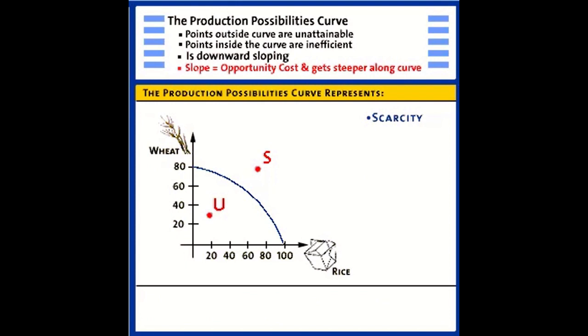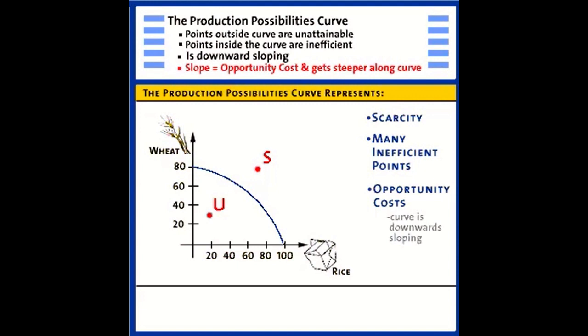Third, notice that the curve is downward sloping. That is, there's an opportunity cost. If you want to produce more rice, you have to give up wheat production. Once again, that's because of scarcity. And finally, the curve is concave. That is, the slope is getting steeper as we move down it. The curve gets steeper because the opportunity cost of rice production increases the more rice we make.